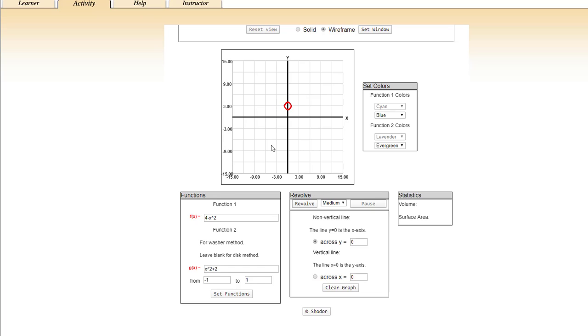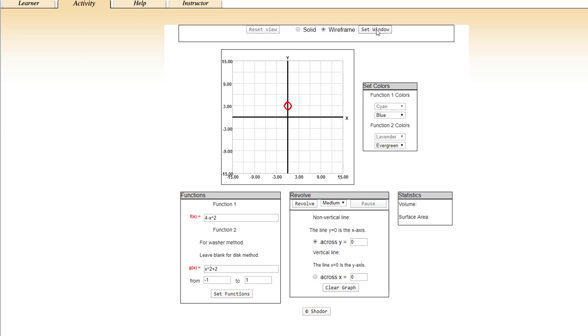If we revolve it, we're going to revolve it around the x-axis. We'll talk about that in a second. But if we revolve it, we're going to see just that section rotated around. Now, we could go ahead and just revolve it. However, I think this is a little small. It would be nice if we can zoom in a little bit.